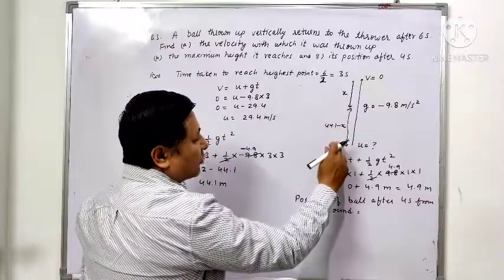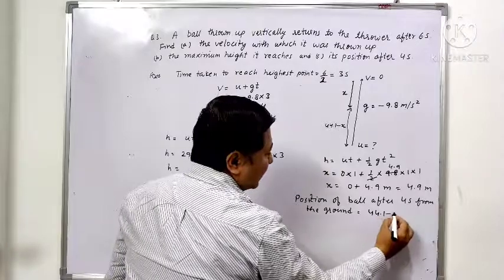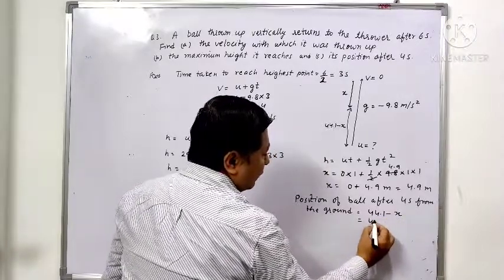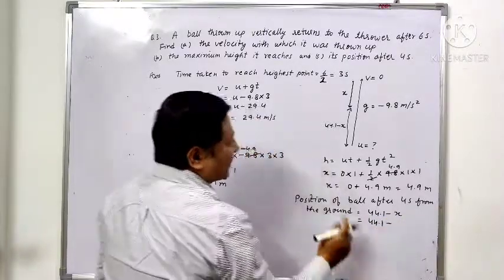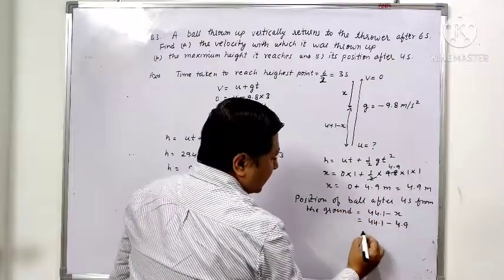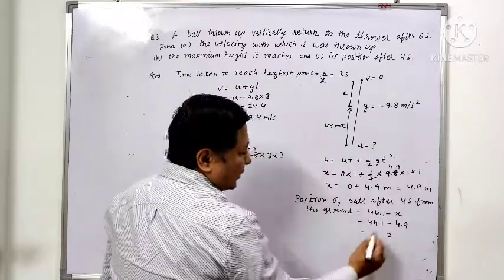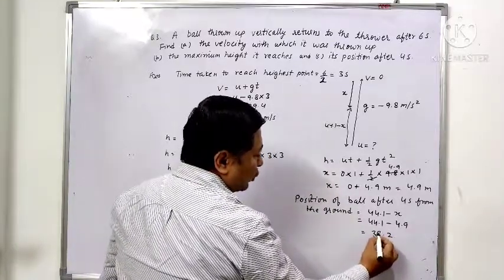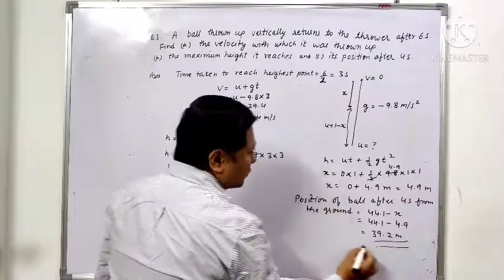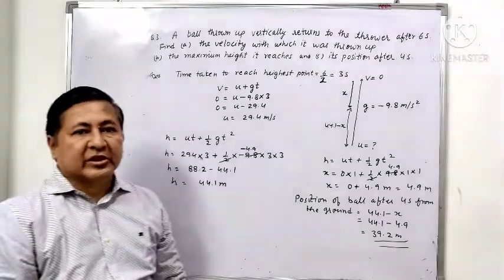From the ground it is 44.1 minus x. 44.1 minus, and x we have calculated, that is 4.9. When we solve this, it will become 39.2 meter. So the position of the stone will be 39.2 meter from the ground after 4 seconds.